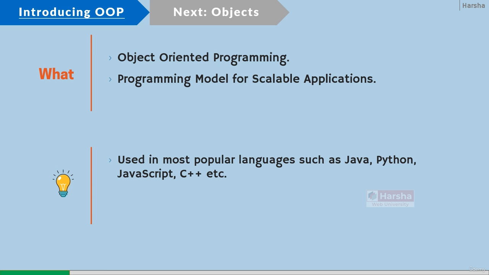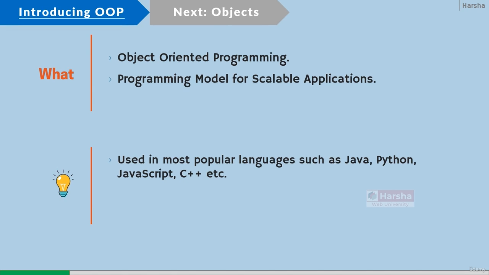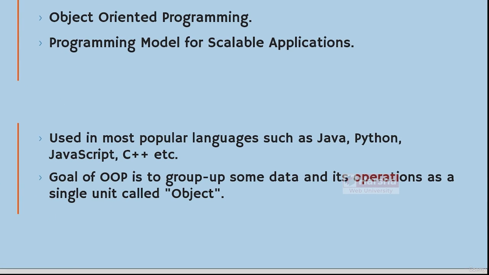You can implement object-oriented programming in object-oriented programming languages such as Java, Python, JavaScript, C++, etc. As per object-oriented programming, the object is a primary entity where we store some data about a particular person or thing. The goal of object-oriented programming is to group up the data and its operations as a single unit called object.